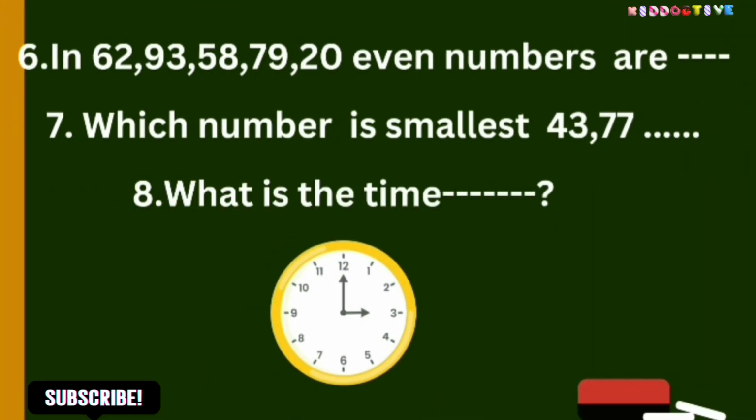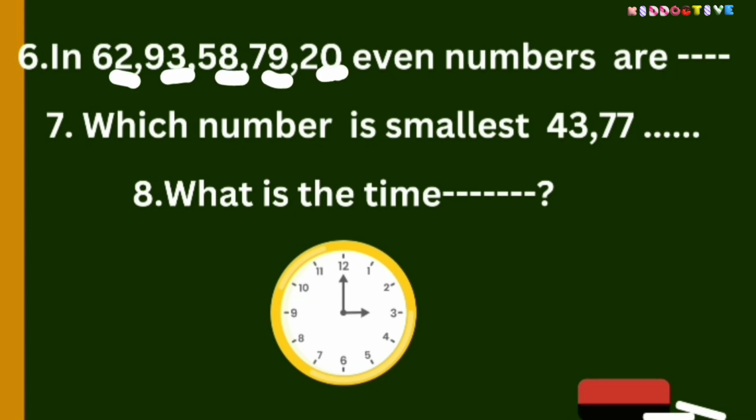In 62, 93, 58, 79, 20, even numbers are, so there are how many numbers? 1, 2, 3, 4, 5. 5 numbers are given. And how are we going to identify which is an even number? We will check the ones place. So if there is 2, 0, 4, 8, 6 in the ones place, it is an even number. So here 62 is an even number, 20 is an even number, and 58 is an even number. So there are 3 numbers.